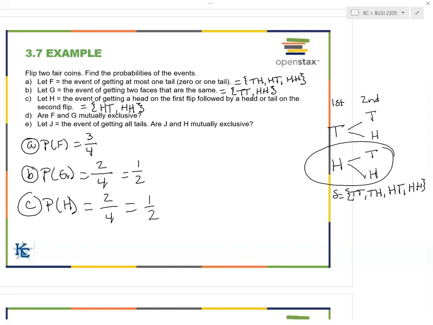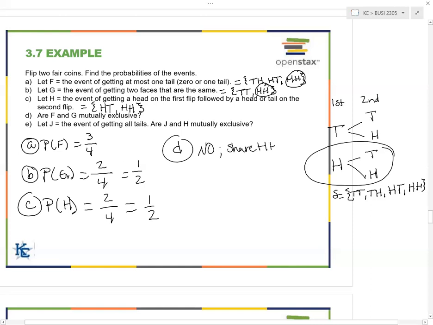So D, are F and G mutually exclusive? Remember, if they're mutually exclusive, their sets will not overlap. So let's look at F and G. They do overlap. They have HH, right? So the answer is no. And if I asked you why, you could say they share HH, or remember that the mathematical way of representing this is the probability of F and G intersect does not equal 0. So it is not mutually exclusive.